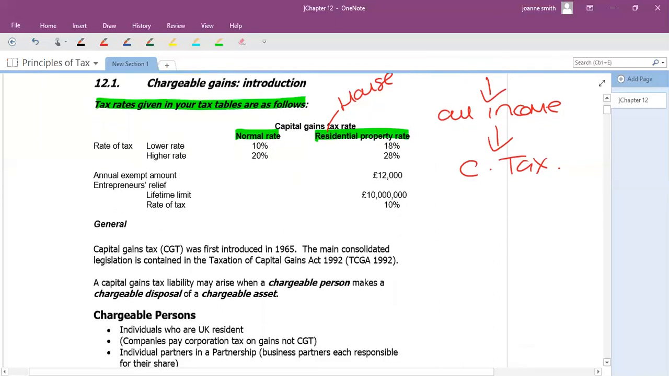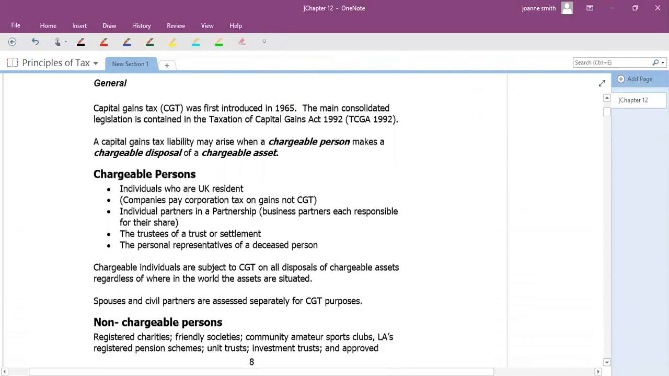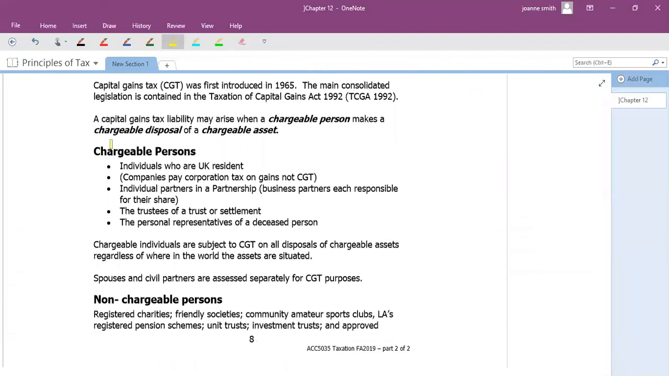So let's have a look at what sort of things cause capital gains to arise. The first thing to remember is what is a chargeable person. So this tax, remember, only relates to individuals, particularly individuals who are UK resident.